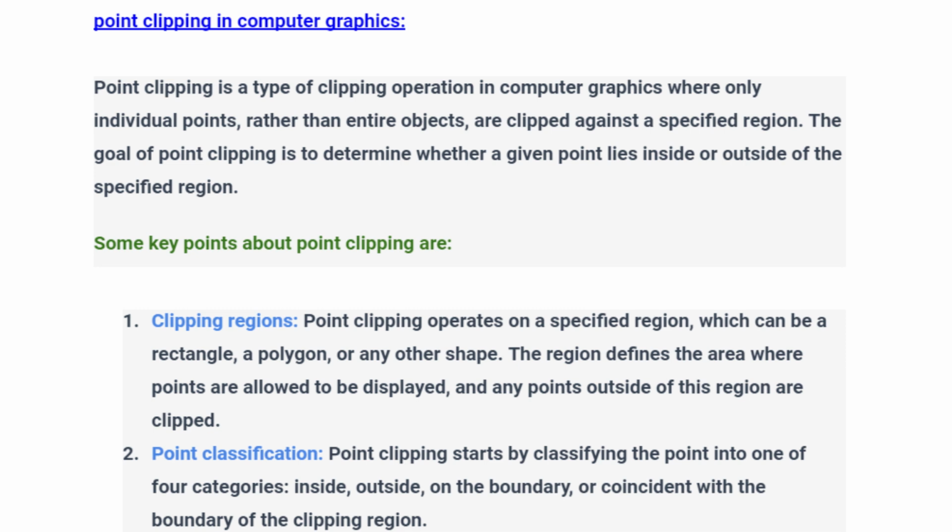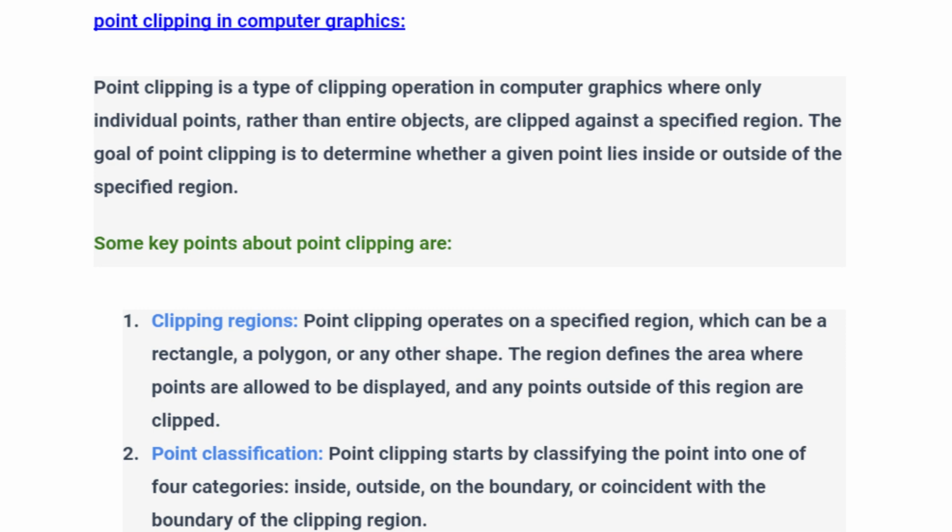Some key points about point clipping are: Clipping regions. Point clipping operates on a specified region, which can be a rectangle, a polygon, or any other shape. The region defines the area where points are allowed to be displayed, and any points outside of this region are clipped.